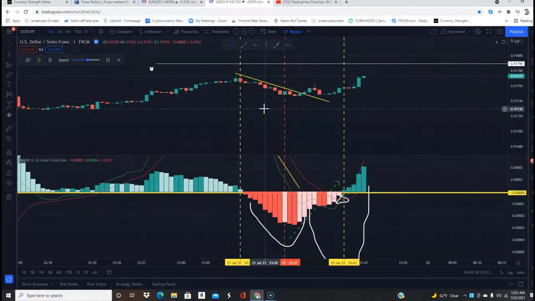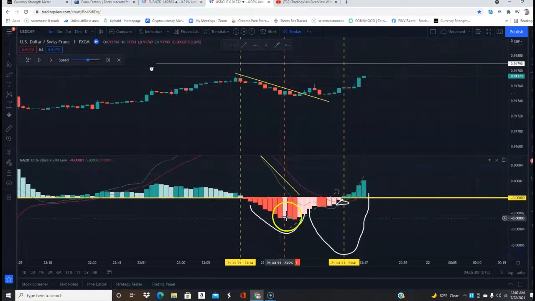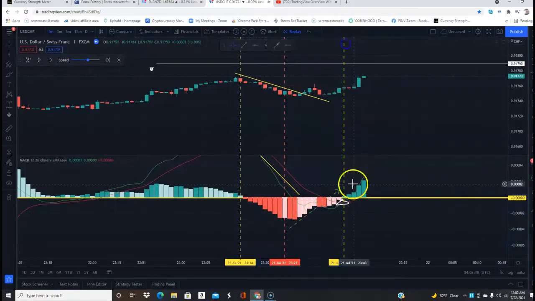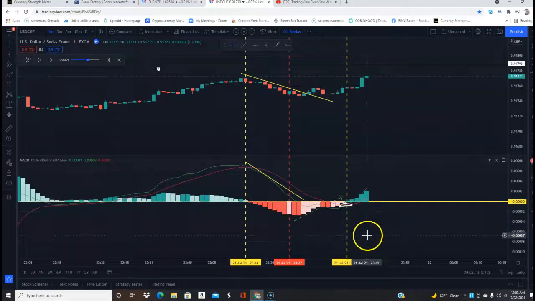Wow. Does that excite you or what, guys? And that's just one example of how the MACD and the histogram could help you in a potential with market structure and trading, right?